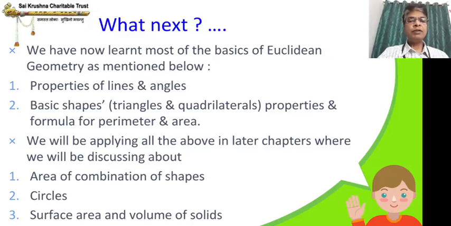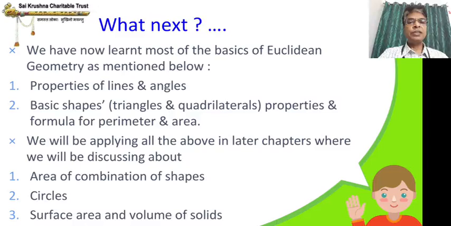We will divide all these into either a triangle or a rectangle or a square, and then we will be able to find the perimeter and area. But we will also be learning about circles. In circles, again we will be using some of the properties of triangles. The next topic is surface area and volume of solids.